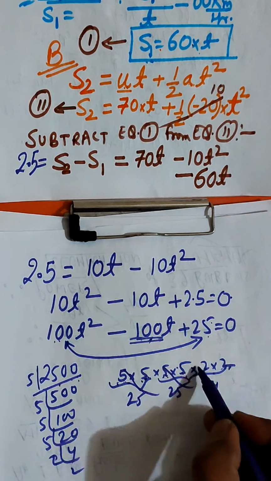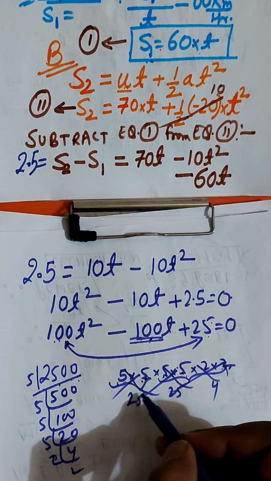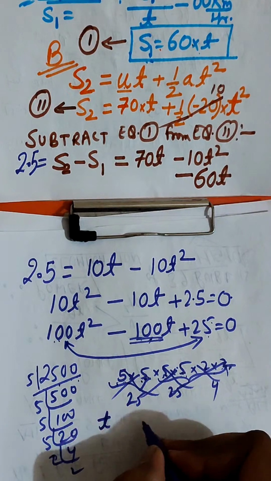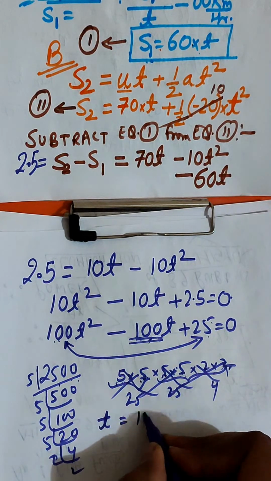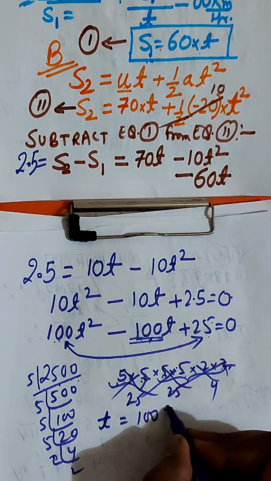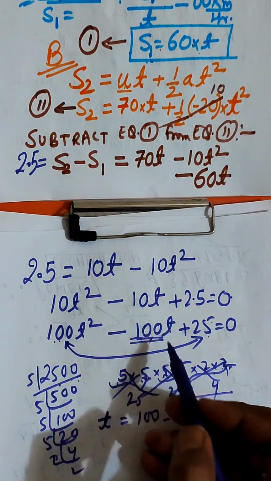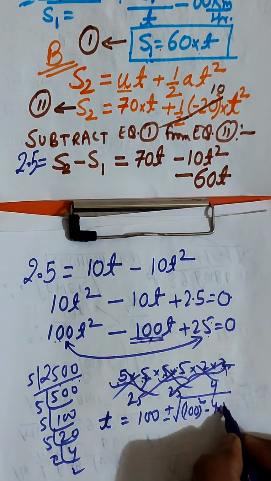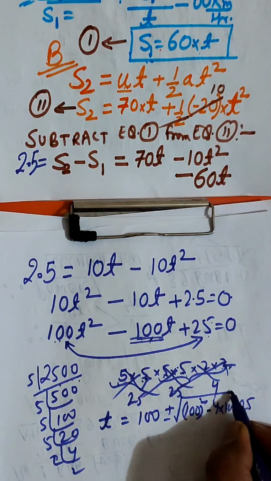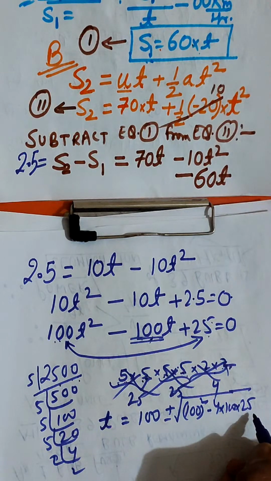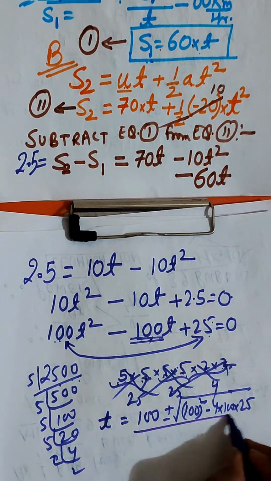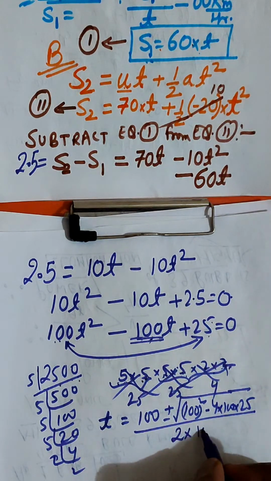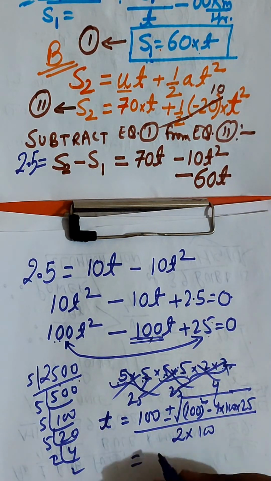So just simply use the formula. Okay, if it is taking time, simply use the formula. Just the roots of the quadratic equation, t equal to minus b, that is minus 100, plus minus root over b square, that is 100 square, minus 4 into 100 into 25. b square minus 4ac, the determinant term, okay, divided by 2 into a, that will be coming as 2 into 100.